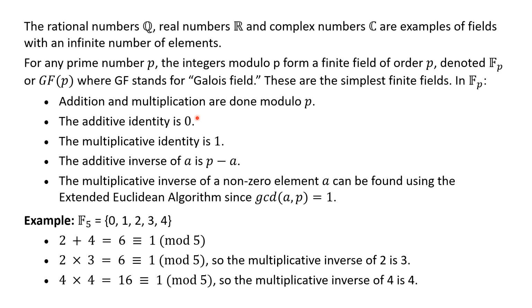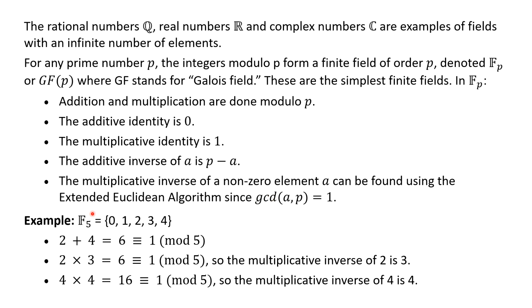The additive identity is 0. The multiplicative identity is 1. This is 0 mod P and 1 mod P. The additive inverse of A is P minus A. The multiplicative inverse of a non-zero element A can be found using the extended Euclidean algorithm. Since P is prime, the GCD of A and P is just equal to 1.